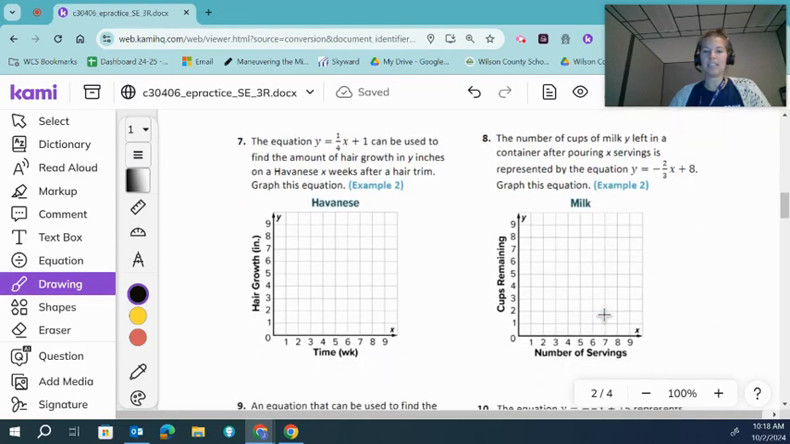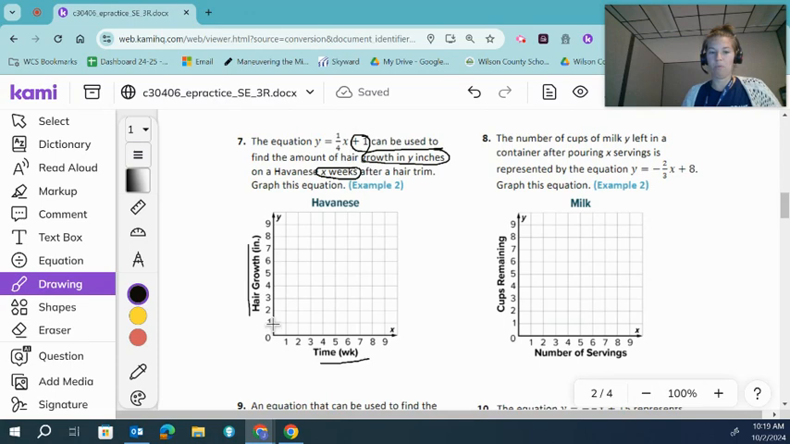Now let's look at these in a situation. This equation, y equals 1/4 x plus 1, can be used to find the amount of hair growth in y inches. So they're telling you y is growth in inches, in x weeks. So x is my number of weeks. And you can actually see here on the graph, x is our number of weeks, y is our growth in inches.